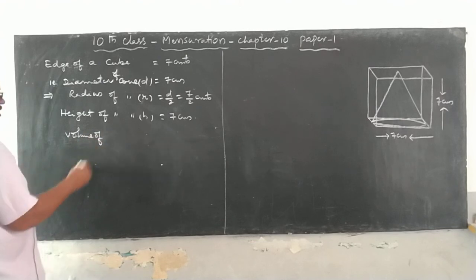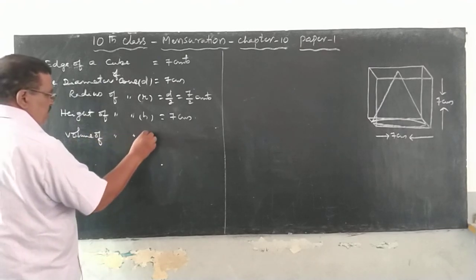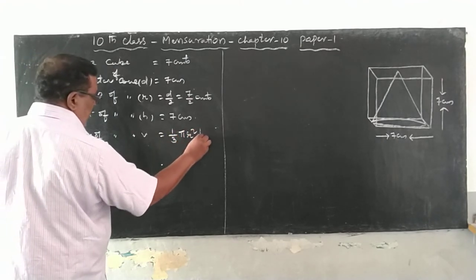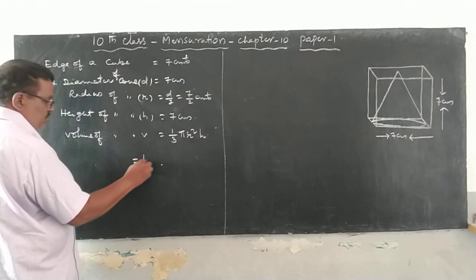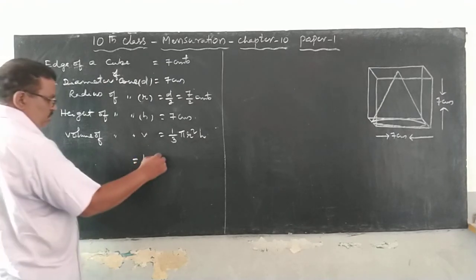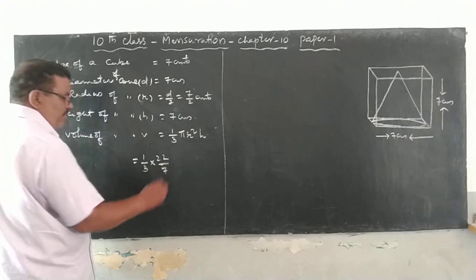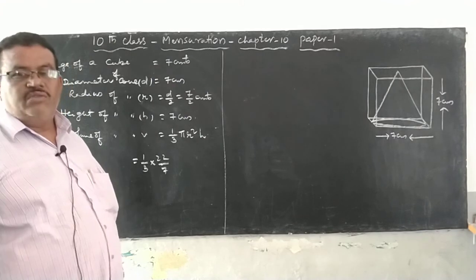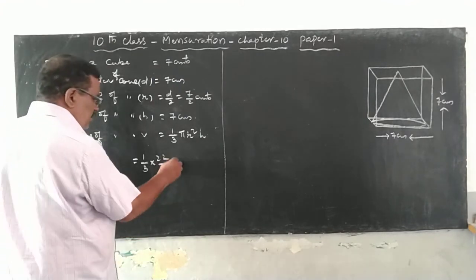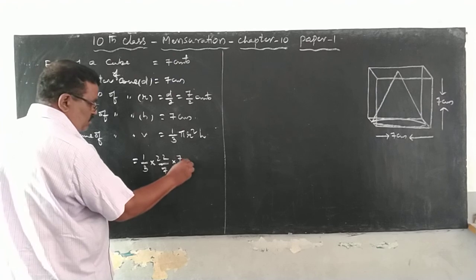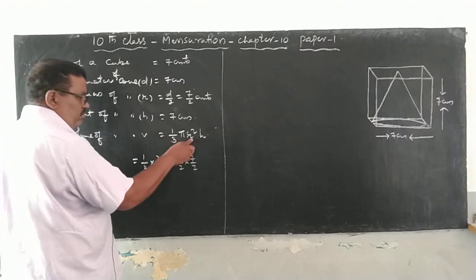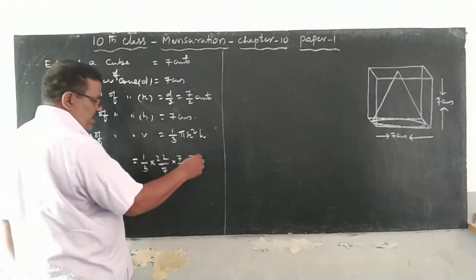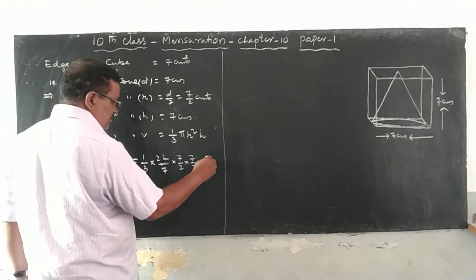Volume of the largest cone. Volume of cone, V is equal to, the formula you know, 1 by 3 pi r square h. From this formula we have to substitute the values. 1 by 3 into 22 by 7, the pi value is not given here. When the pi value is not given for us, we need to write 22 by 7. The r value is 7 by 2. r square means 7 by 2 whole square, that is 7 by 2 into 7 by 2. The h value is 7.